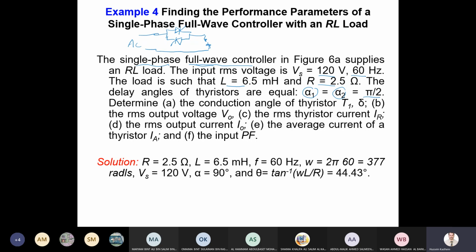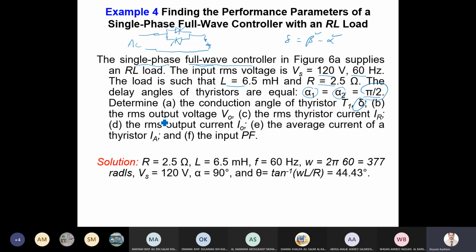He asked me to find the conduction angle delta. I remember delta is beta minus alpha. Alpha is given to me as pi over 2. I need to find beta. Did he give me an equation for beta? Yes, he gave me. Can I solve it by iteration? Yes, I can. I will show you in the next slide.